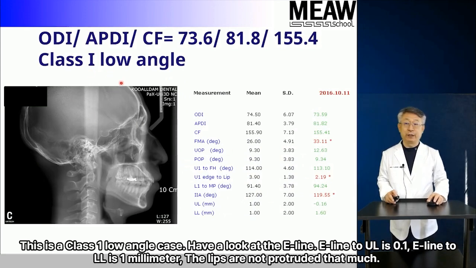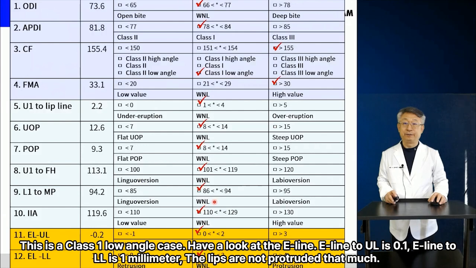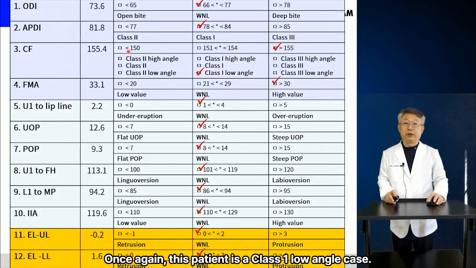Have a look at the E-line. E-line to UL is 0.1. E-line to LL is 1 mm. The lips are not protruded that much. Once again, this patient is a class 1 low-angle case.